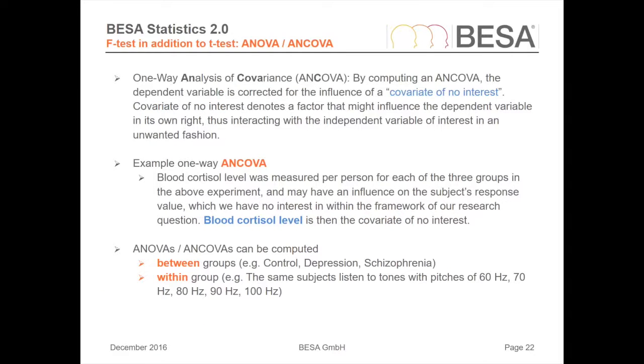ANCOVA is about if there is another factor that influences the dependent variable, but we may not be interested in this factor. For example, we measured blood cortisol level for each person in the three groups in the above experiment, and it may have an influence on the brain response. But we don't want to investigate the effect of the blood cortisol level. We want to investigate the effect of the patient type. So we can add the blood cortisol level as covariate of no interest here.